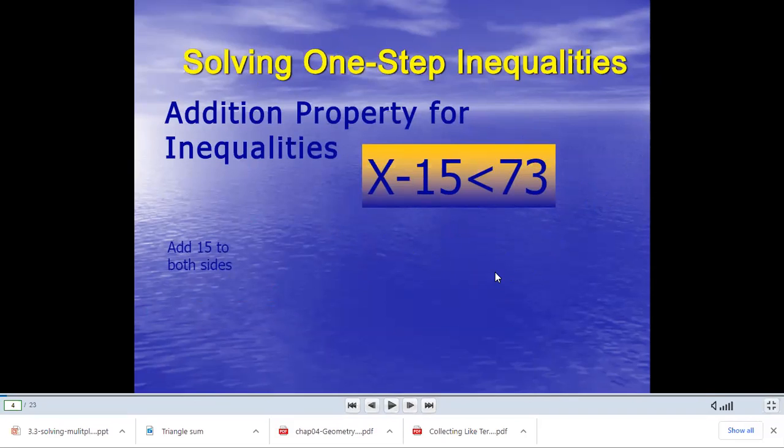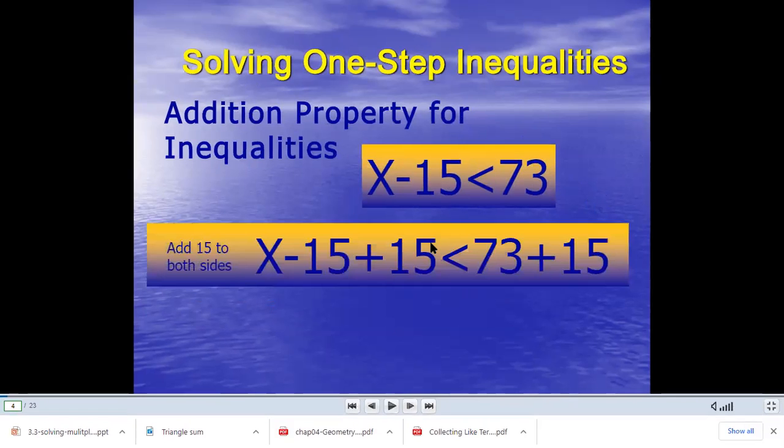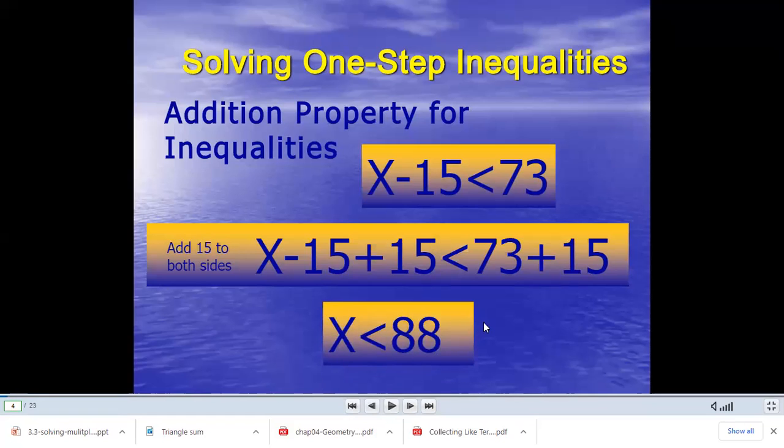Yes, Hannah: we put the negative 15 to the other side with positive. Yes, thank you. You decided to transfer negative 15 to the opposite side and change its sign. Or the second way, we add positive 15 to both sides. Then it will be x minus 15 plus 15, and on the other side 73 plus 15. By the end we have x less than 88.